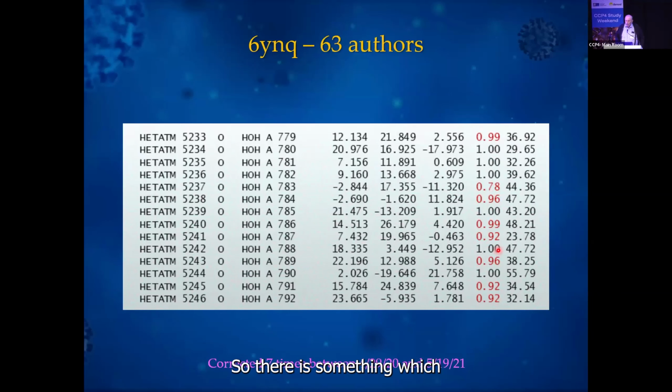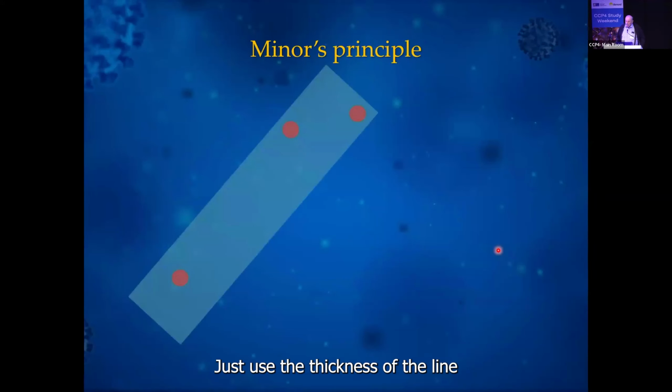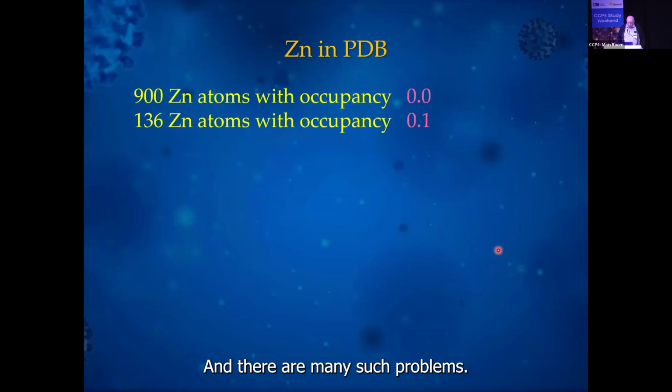So there is something which 45 years ago students in the physics department at Warsaw University called Minor's principle. Minor's principle tells you that you can draw straight lines through any 3 points on the plane. So you may ask how you can draw straight lines through that. Very simple. Just use the thickness of the line as an additional parameter. Yes, and here occupancy is quite often used as a way to put wishful thinking into a deposit.